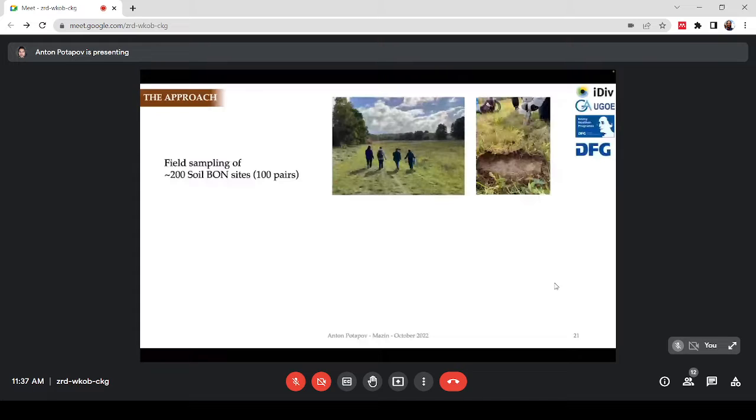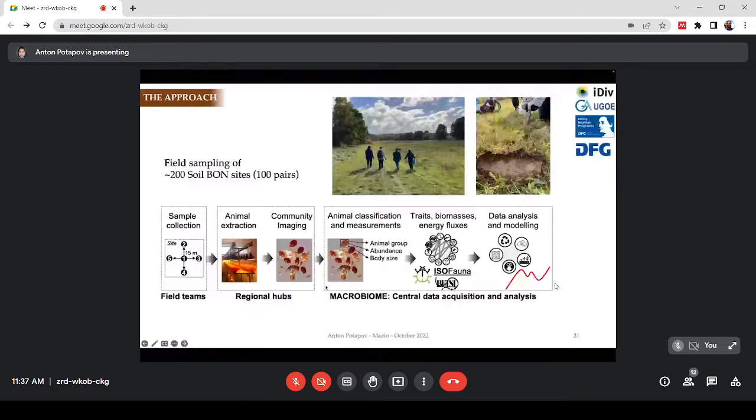And then we do imaging of animals and we are collecting images to then train a computer algorithm to classify these animals from the images into groups, to count their abundance and estimate the body sizes. With that, we, the central team here in Germany, support all the teams by acquiring this information from images that are taken by individual groups all across the world. So we don't really export materials, because all the materials stay in the labs that did the sampling.